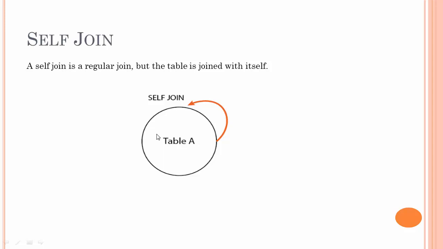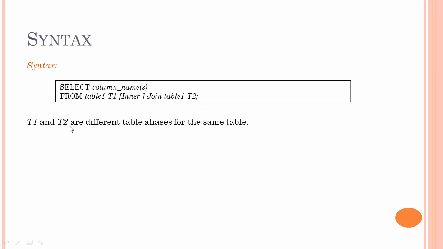Now let's see the syntax of self join. We don't have any self join keyword for self join. We simply use either join or inner join. Our syntax is select column names from table1 T1, then either inner join or join, then table1 T2. Here T1 and T2 are different table aliases for the same table.